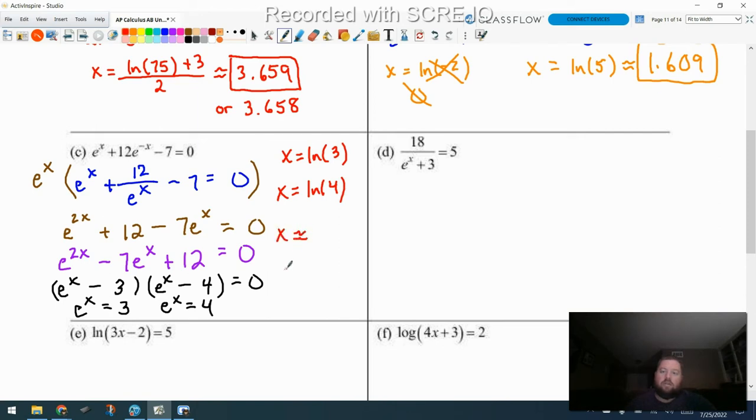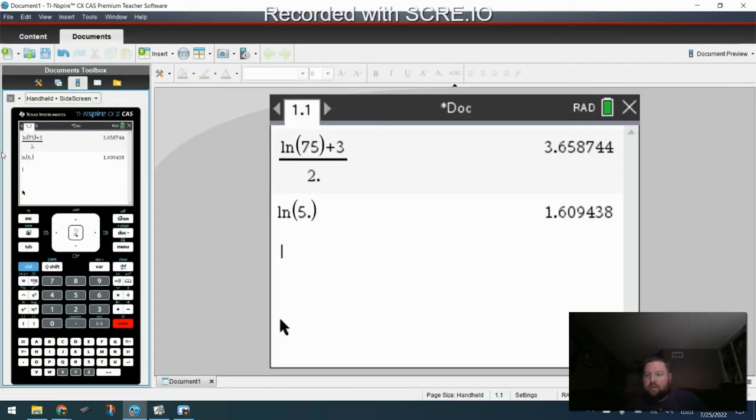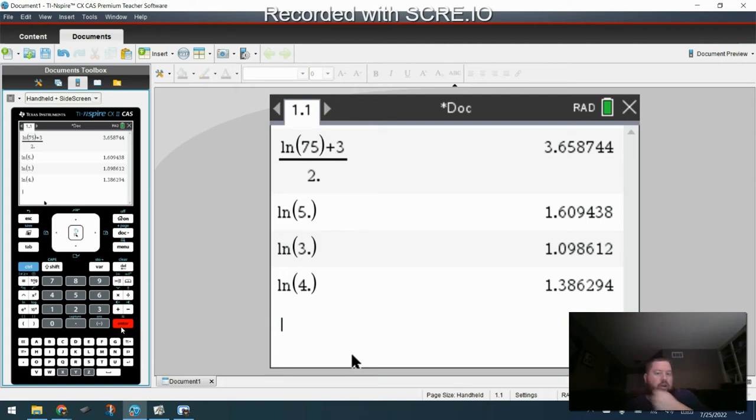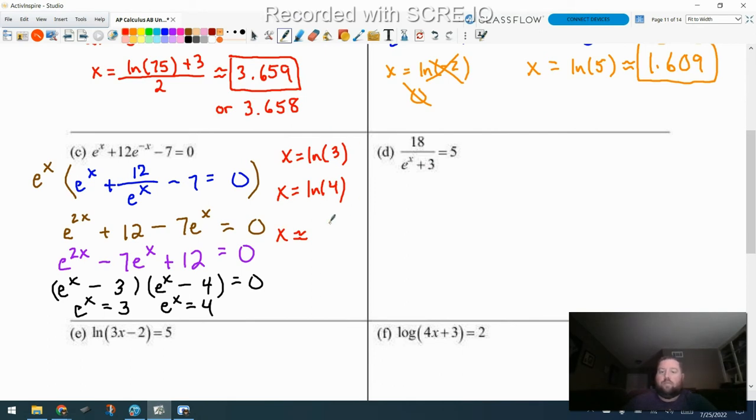And so my decimal form of these answers would be, arrow up and copy that and just change my number to a 3. And one more time to a 4. So 1.099 and 1.386. All right, notice I put the wavy equal sign. That means that this is an approximate answer, which since we rounded it, it's approximate and not exact. No wavy equal sign up here because those are the exact answers.